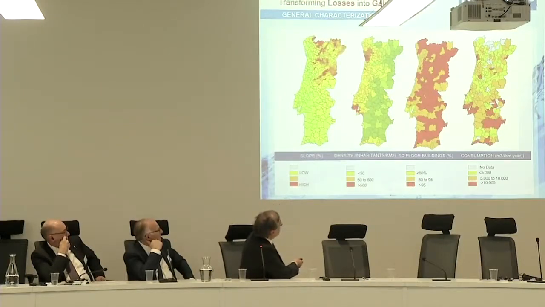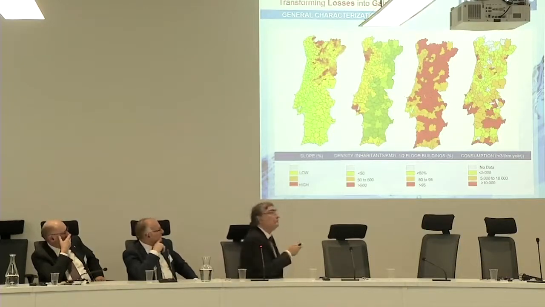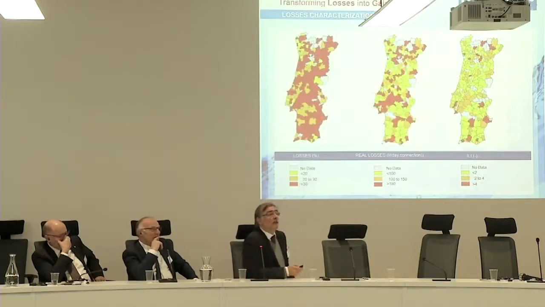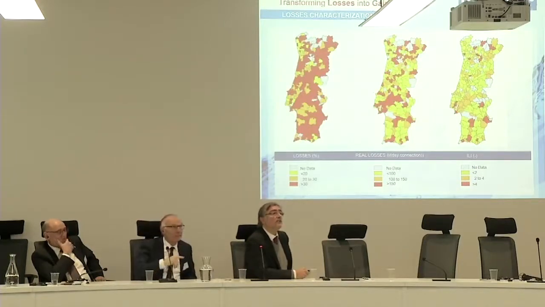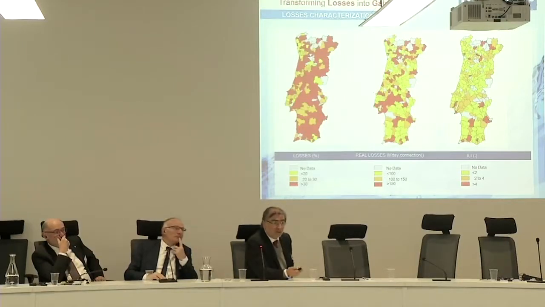The consumption is the same situation per kilometer. Alentejo is a very dispersed situation, but there is a great concentration of people in the major cities. Here are the losses I told you before. The major part of the country is in red. These are the real losses, which are the important losses for the purpose of recovering energy, because the others are purely commercial. This is real.